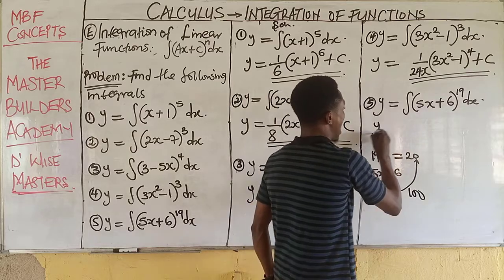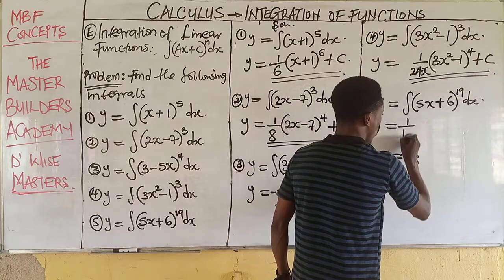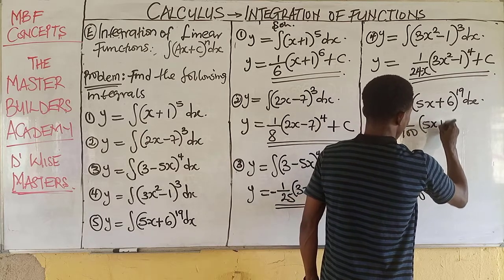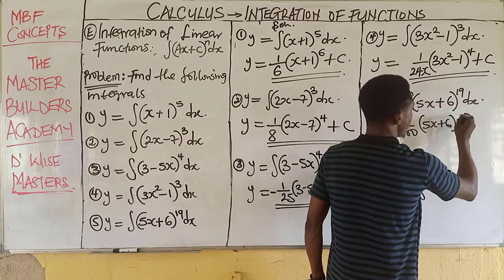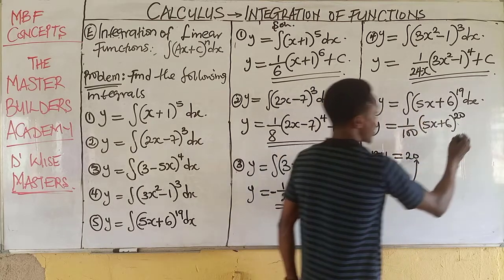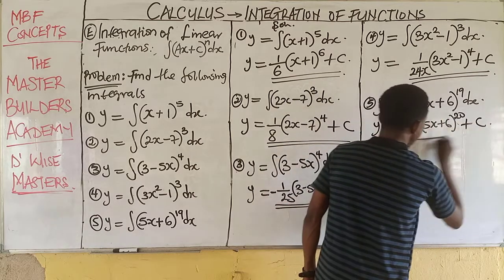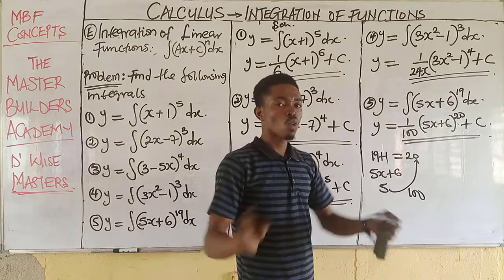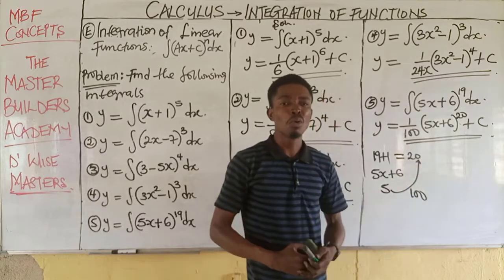Then this will give us y is equal to 1 over 100. Pull down the given function, 5x + 6, and increase this power by 1. That would give us 20, which is the new power, plus c. This is the answer to this very question. It's as simple as this.